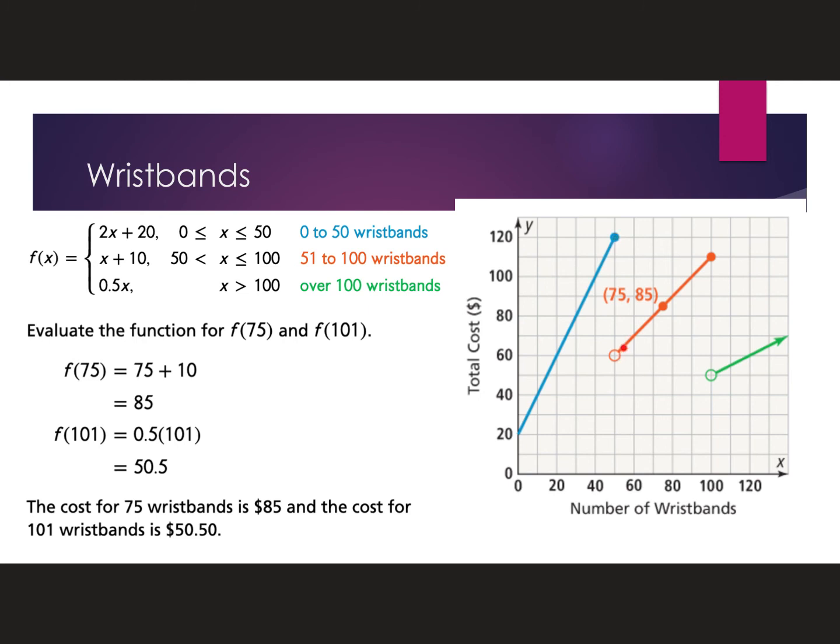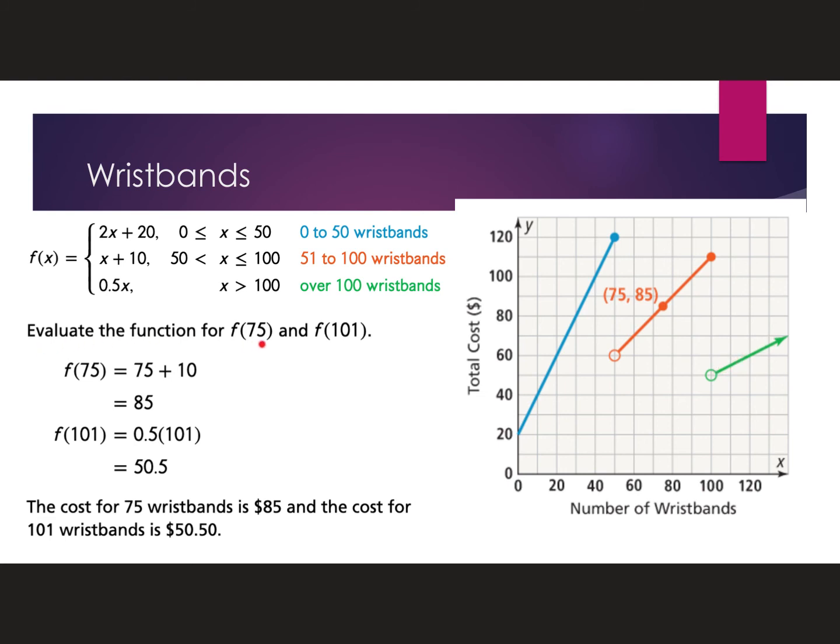Then if we order more than 50, so you notice we have the open dot here because we're at greater than, not equal to. When we're equal to, we have the solid dot just like we did on our inequalities. So we have an open dot. We're going 50 to 100. This time our slope is 1. So we can see that if we order 75 wristbands, it's going to cost us $85. However, notice that if we order more than 100, look, my price, I started out lower.